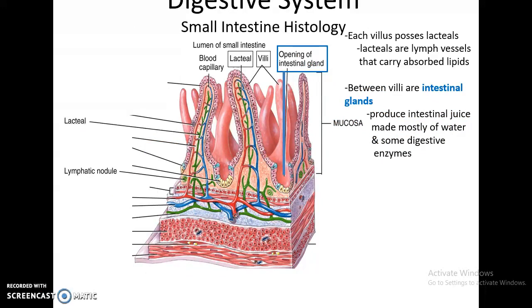Between the villi are intestinal glands. Intestinal glands mostly produce water and a few digestive enzymes, primarily to keep the chyme nice and liquidy. Within the villi, you also have lacteals, which are the part of the lymphatic system that carries absorbed lipids. So our lipids are carried in the lymph vessels called lacteals, while the rest of the nutrients go straight into the bloodstream.